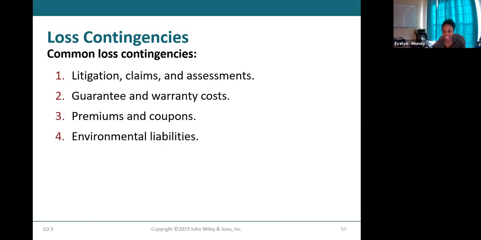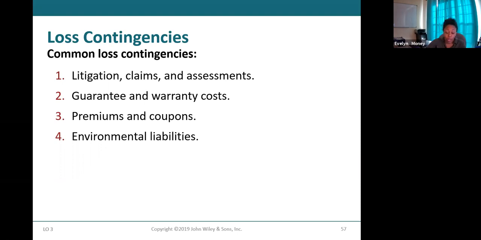But our common loss contingencies, and that's really what we are going to discuss, are the litigations, claims, and assessments. We've seen what happens with litigations. That was the first example I showed you. We're going to focus on guarantee and warranty costs. We're going to look at premiums and coupons and environmental liabilities.